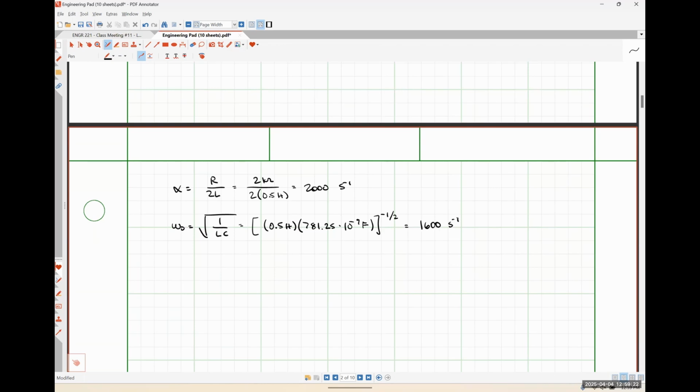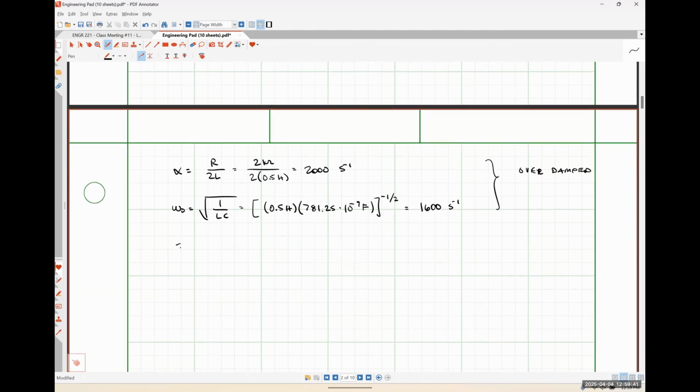Well, I am pleasantly surprised because we have yet to work an overdamped system, and I'll be damned if this one isn't overdamped. All right, so we've got an overdamped system. While we're at it, we should probably go ahead and calculate S1 and S2. I'm going to wind up storing these in my calculator.